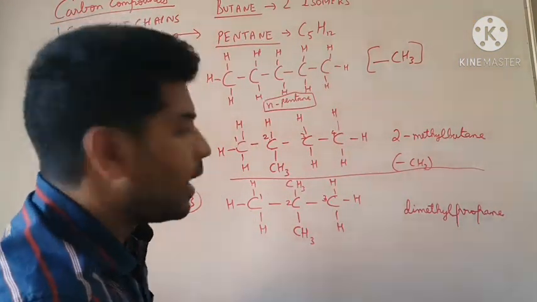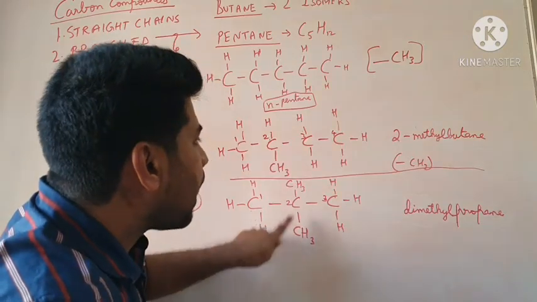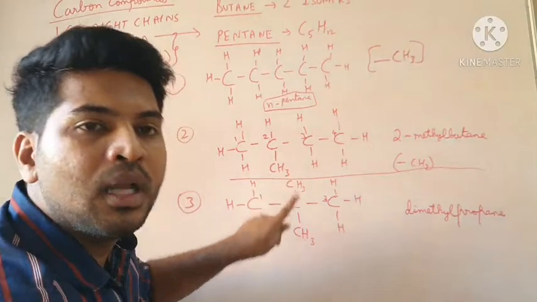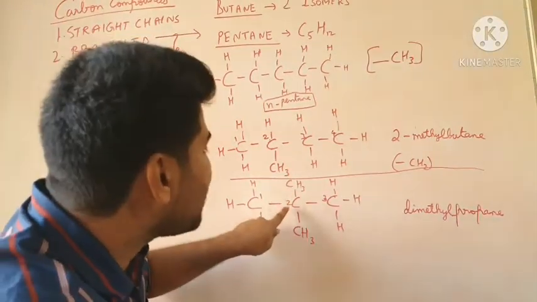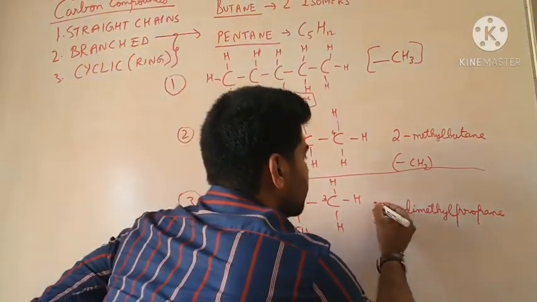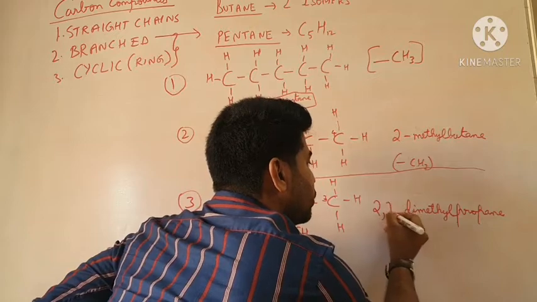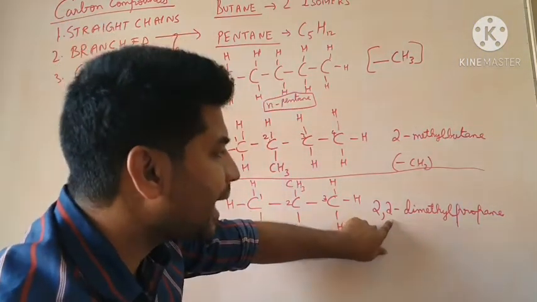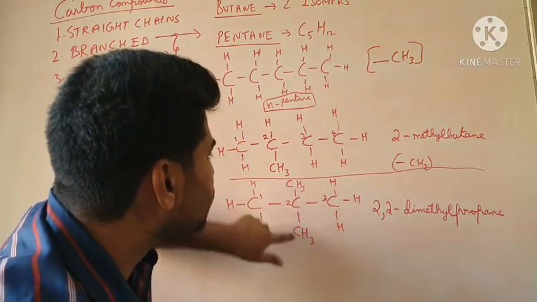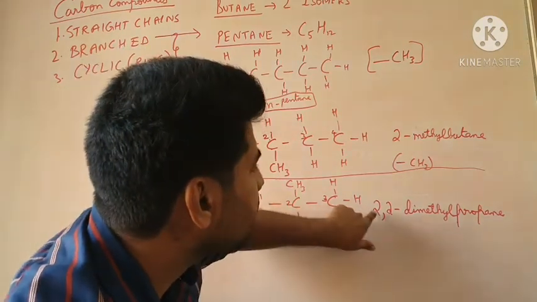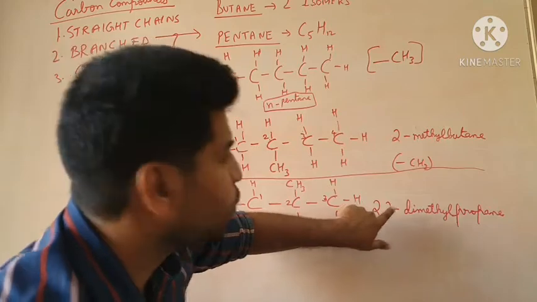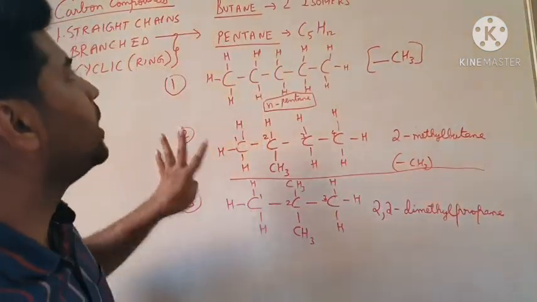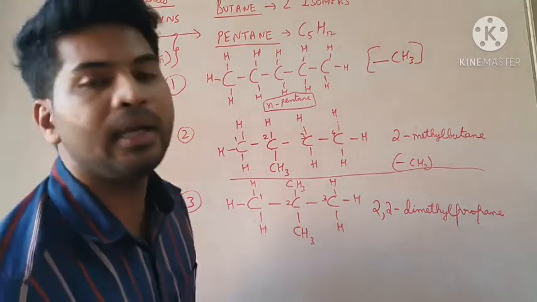Dimethyl propane. And to which carbon are these methyl groups attached? Both the methyl groups are attached to the same second carbon. So we can write it as 2,2 dimethyl propane, indicating that both the functional groups are attached to the same carbon. 2,2 dimethyl propane would be the name of the third structural isomer of pentane.